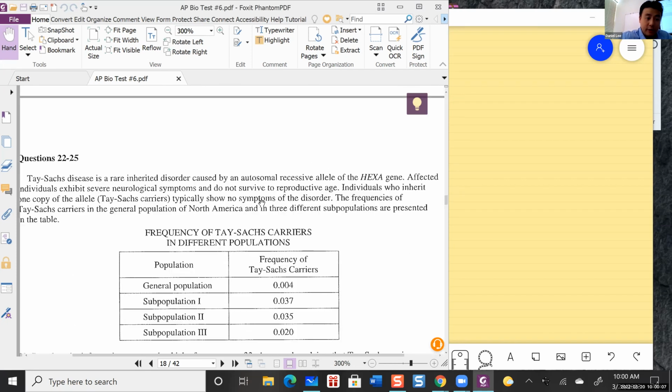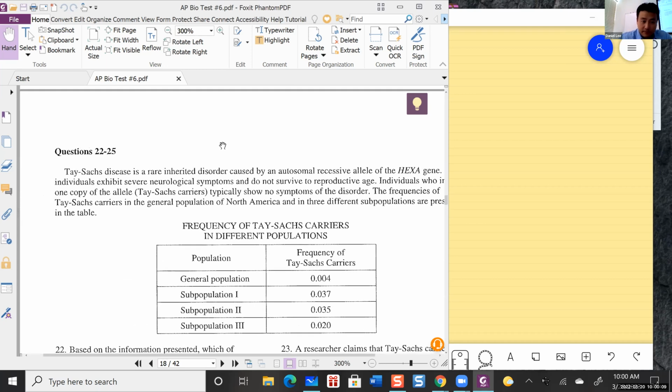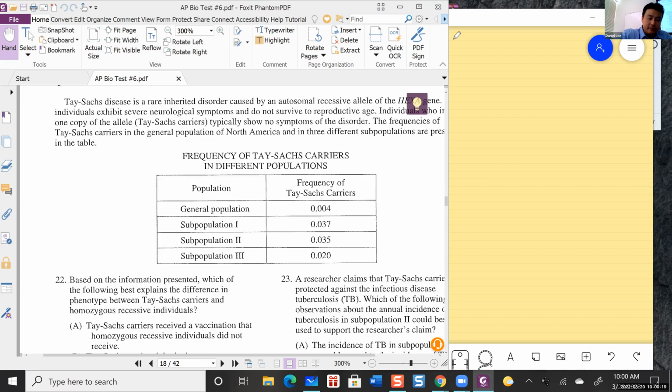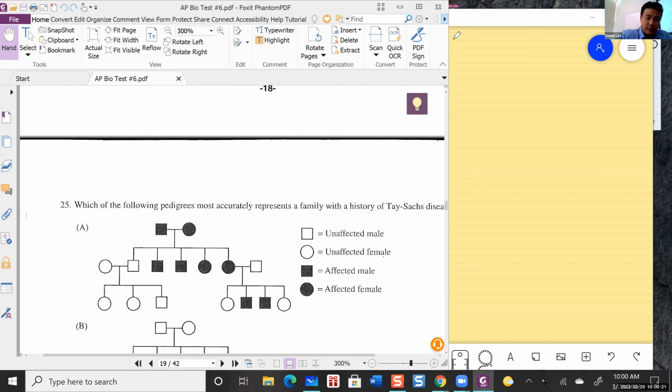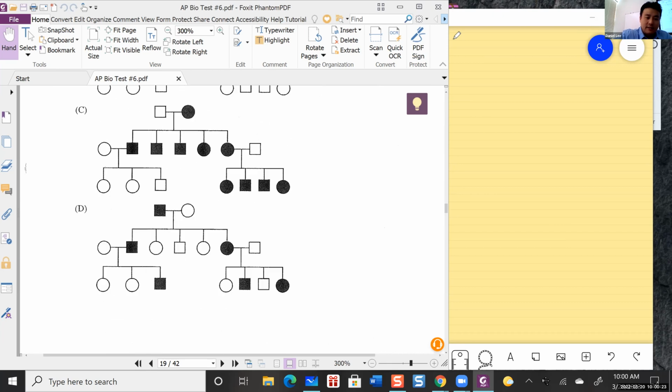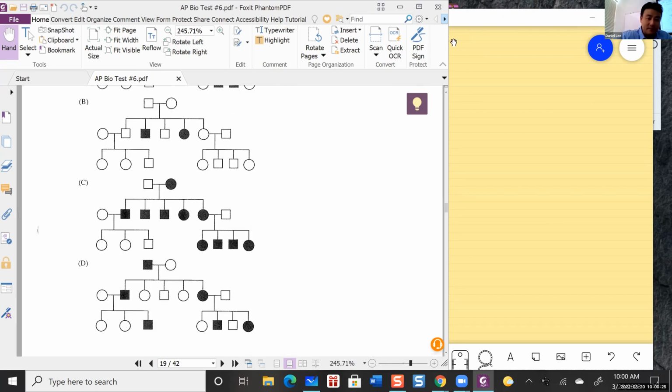So that's why if you read these, sometimes you need to look for it. So right here, they do not survive to reproductive age. So you can't have diseased male and female and then have babies with each other. So by elimination, I already crossed everything out. So the only one left is B.